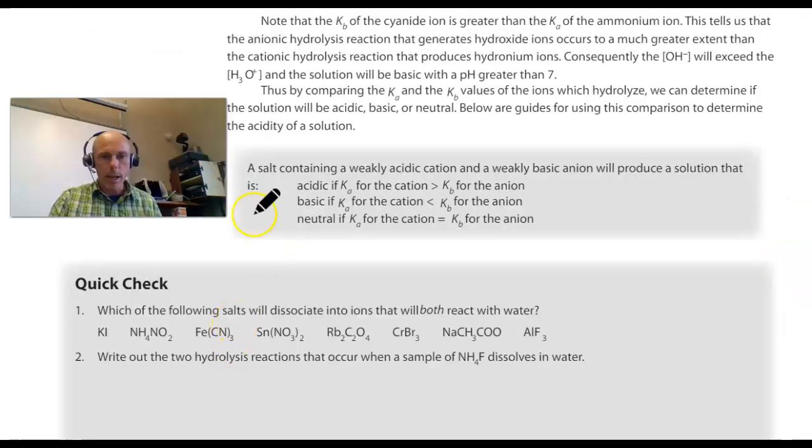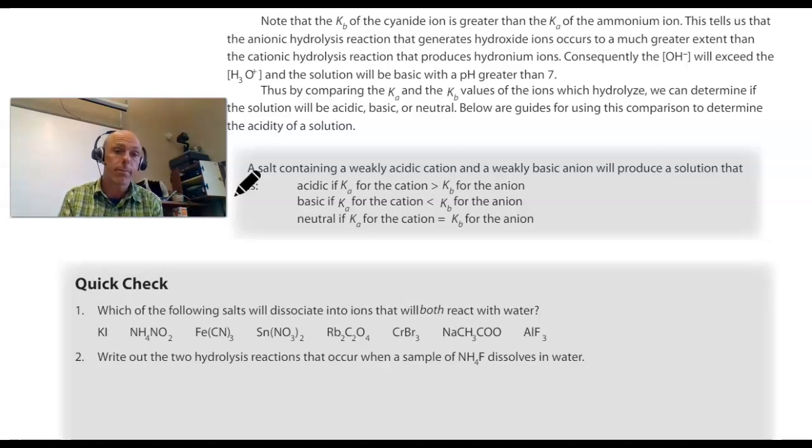I flipped my page. We're looking at this text box here, and this is the rule of thumb. Fortunately, you don't have to deal with these mathematically. We just look at them qualitatively. So again, we're talking about a salt whose cation is a weak acid and whose anion is a weak base. Well, if the weak acid is stronger than the weak base, if the Ka for the cation is greater than the Kb for the anion, it'll be acidic.